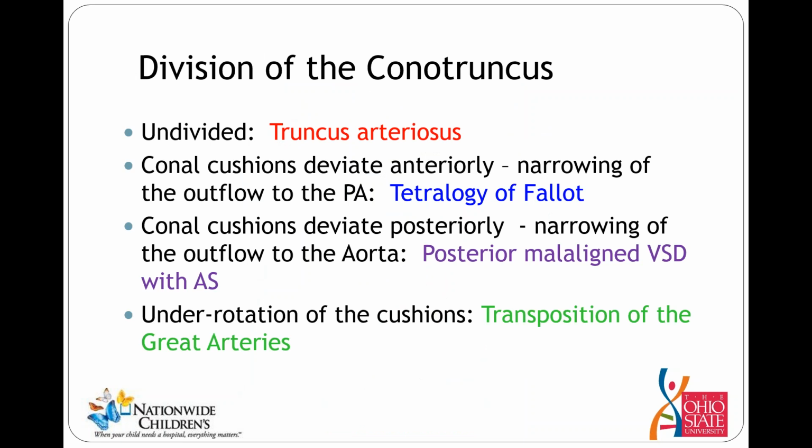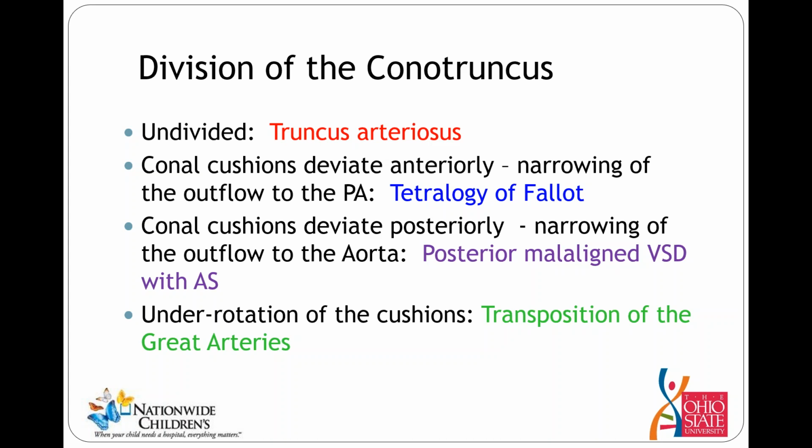If you have an undivided conotruncus, you end up being a truncus. So aorta and PA never divide, and so you end up with one big great artery that comes off. If you have an anterior deviation of your conal cushions, then you have a narrowing of the outflow to the PA and you are a tetralogy of Fallot.